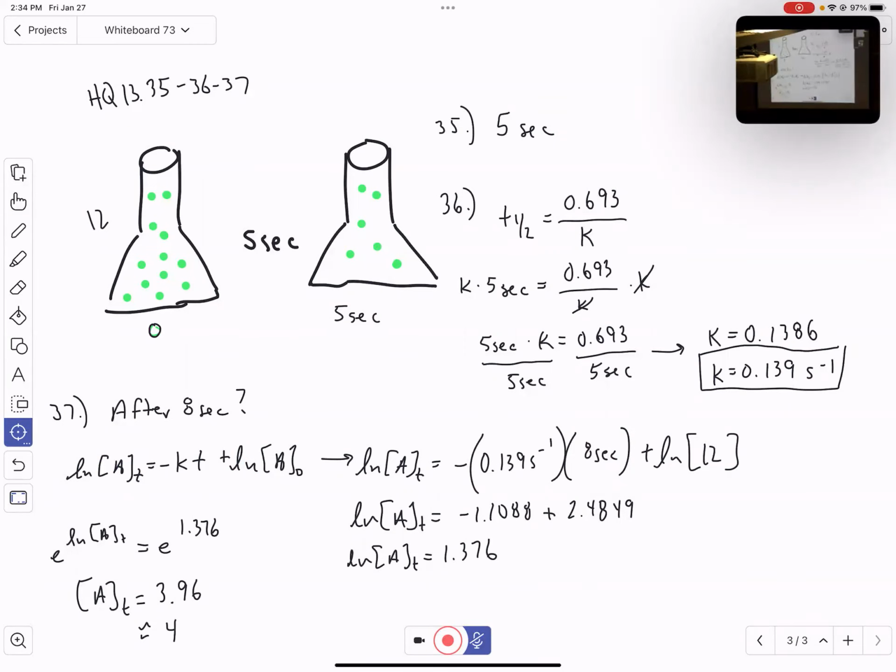We need to get rid of the ln, because the question is, what is our concentration? This isn't concentration. This is the natural log of concentration. We want just the concentration by itself. So yes, we want to get rid of that natural log.